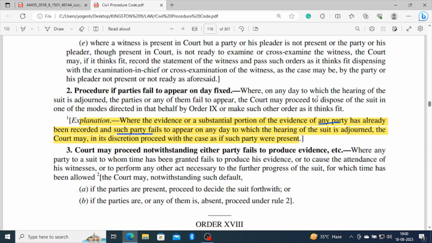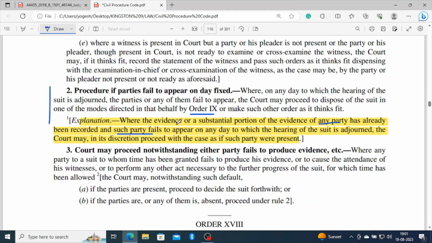When, on any date to which the hearing of the suit is adjourned, the parties or any of them fail to appear, the court may proceed to dispose of the suit in one of the modes directed in that behalf by Order 9, or make such order as it thinks fit. The ex parte order explanation is given in Order 9. Order 9 speaks about the mode in which the parties fail to appear and ex parte orders are passed. An explanation is also mentioned here in Order 17 Rule 2.